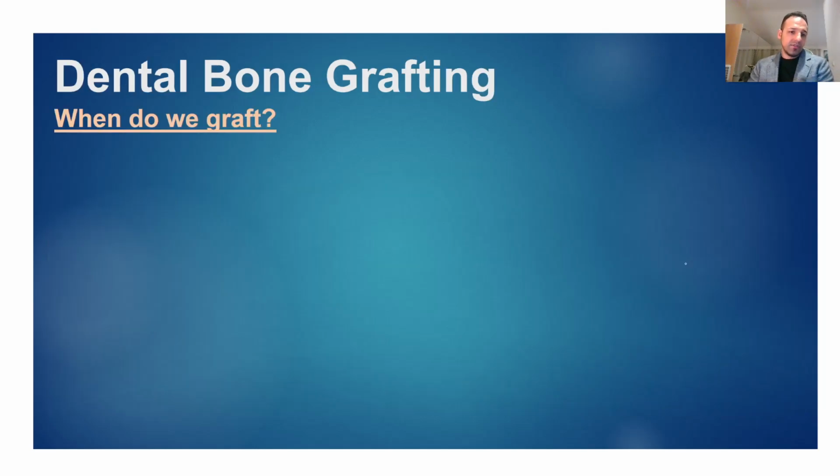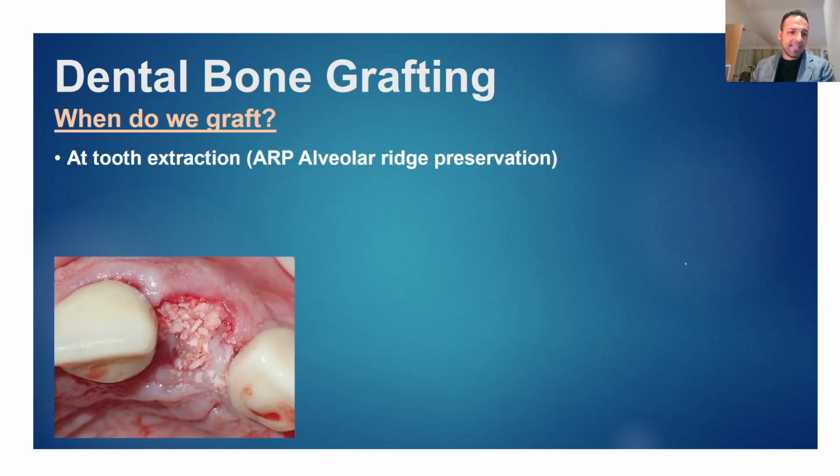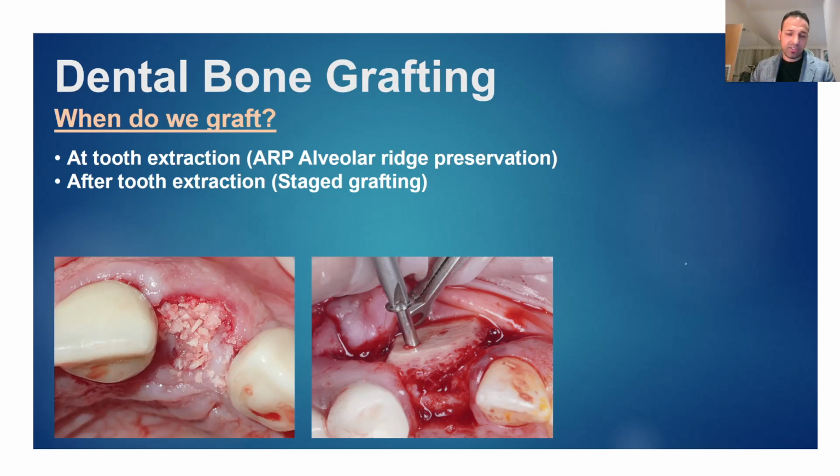So when do we do grafting? Well, we can do it at tooth extraction stage. This is called ARP, alveolar ridge preservation. So we take the tooth out, we clean the socket, we place the bone graft, and usually a cover or something to protect the bone graft. We can do it after tooth extraction. This is called staged grafting. So the tooth has come out, we've lost bone, and then we place bone later. In this situation, we're showing you a block, but it can be in other forms as well.